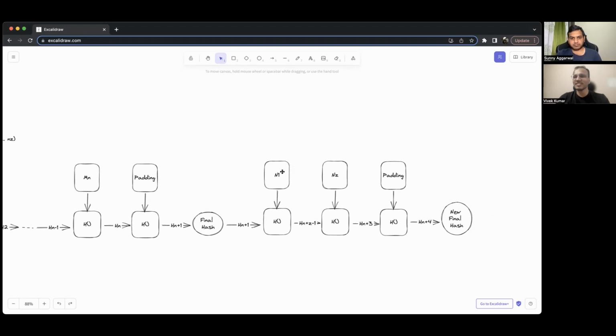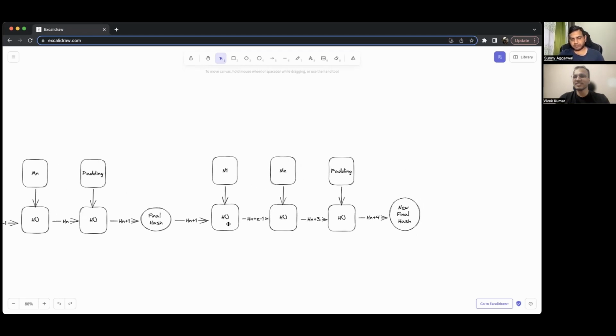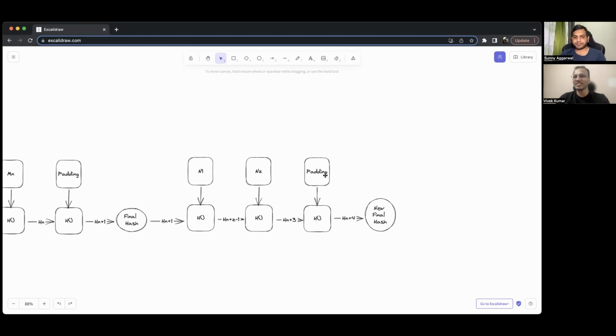So N1 will be passed over here along with the final hash, which was Hn plus 1, to the internal hash function. It will generate a new hash, and that hash will be passed to the final block of the new message to generate the hash Hn plus 3. And after the padding, a new final hash will be generated, which will be sent along with the older message and the newer message, which is the appended message.